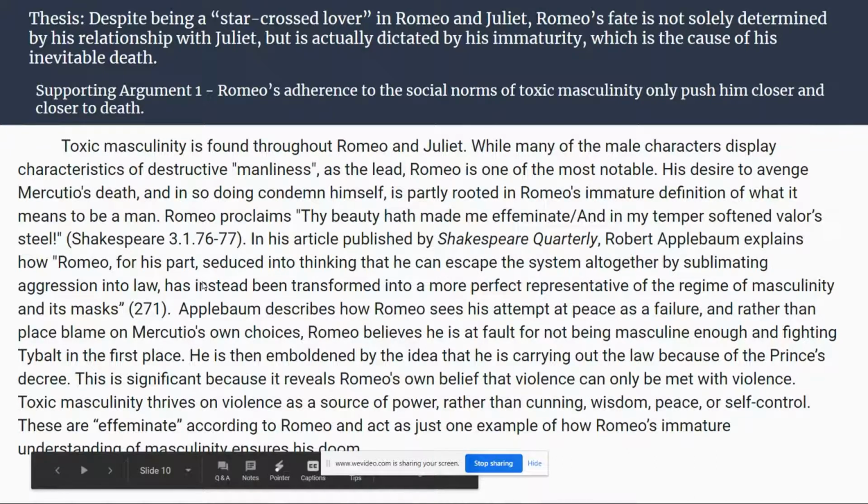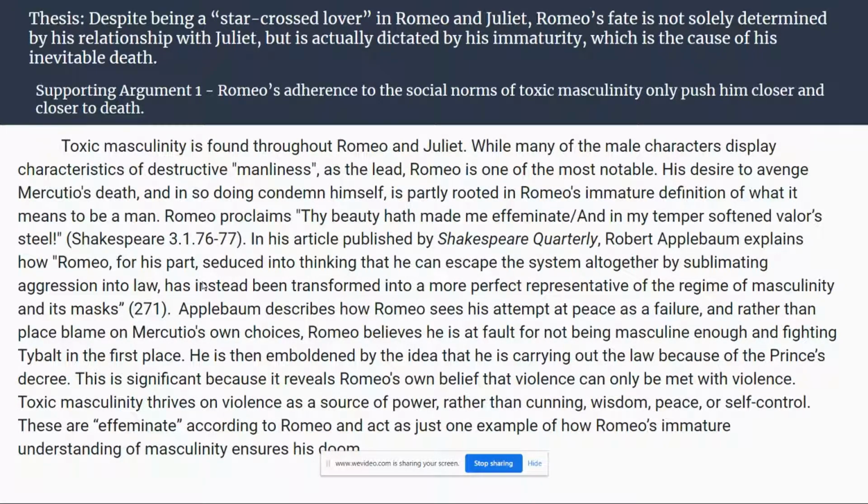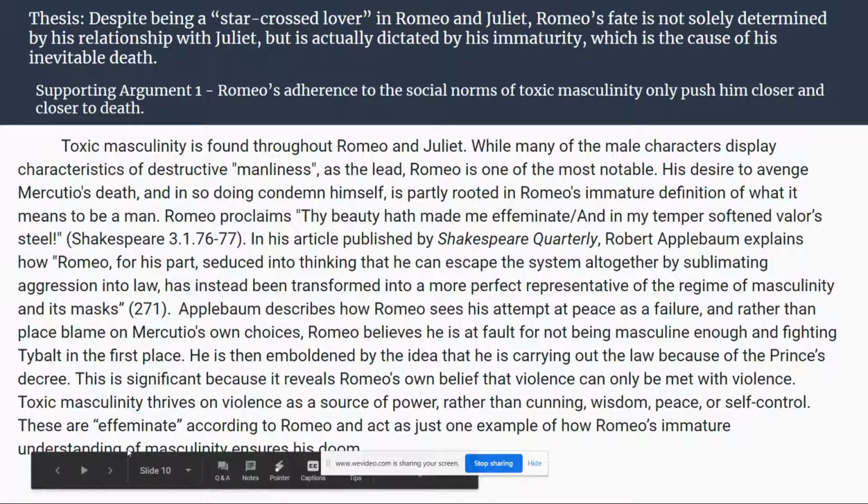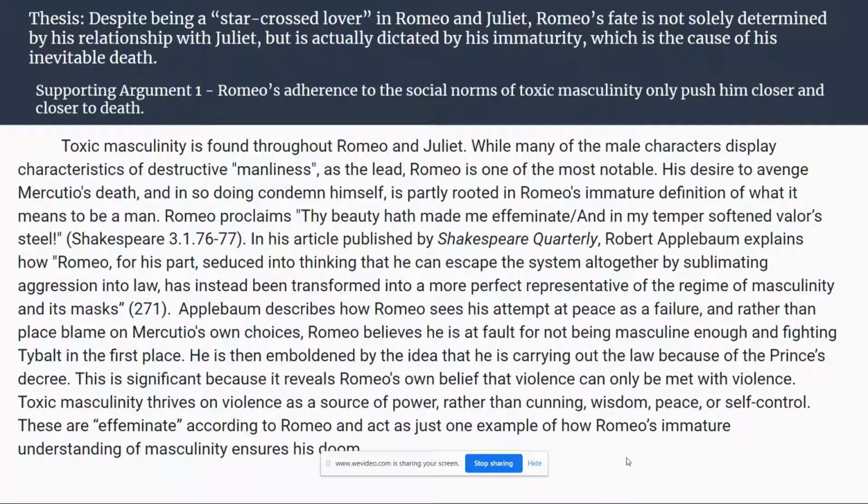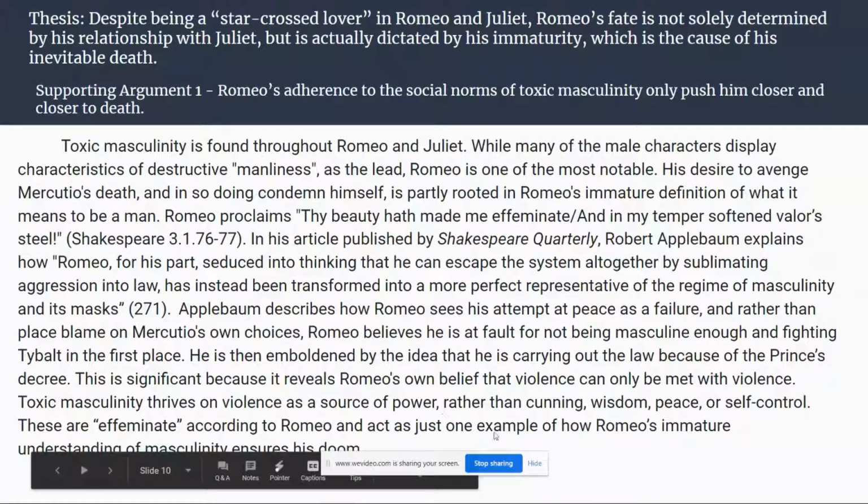Applebaum describes how Romeo sees his attempt at peace as a failure, and rather than place blame on Mercutio's own choices, Romeo believes he is at fault for not being masculine enough and fighting Tybalt in the first place. He is then emboldened by the idea that he is carrying out the law because of the prince's decree. This is significant because it reveals Romeo's own belief that violence can only be met with violence. Toxic masculinity thrives on violence as a source of power rather than cunning, wisdom, peace, or self-control. These are effeminate, according to Romeo, and act as just one example of how Romeo's immature understanding of masculinity ensures his doom.